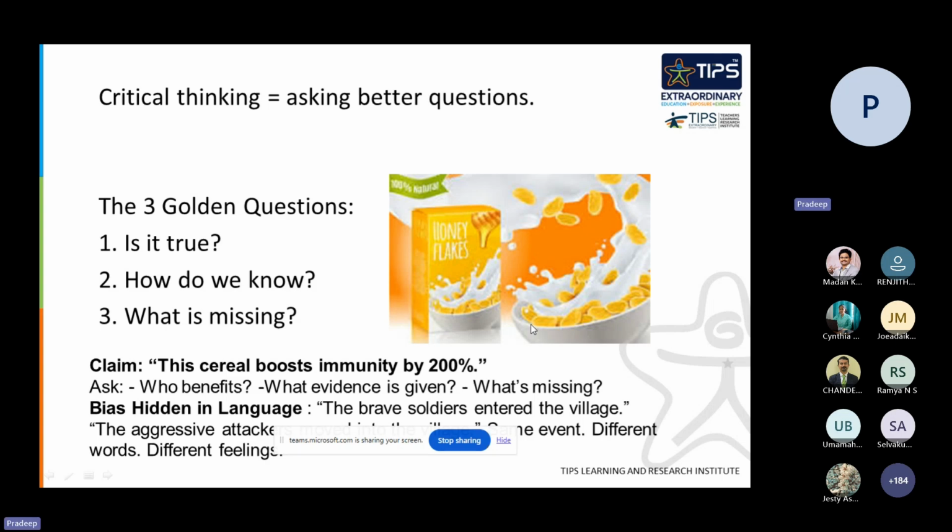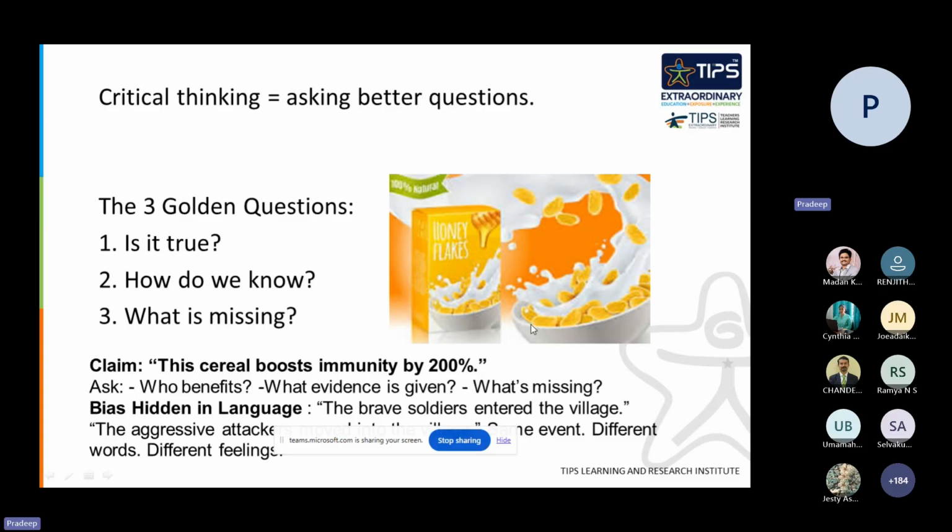And the third question: is there a possibility of something which is missing? So I give them this task, to ask these three golden questions whenever they are looking at any fact, opinion or value judgment. These three can also apply to all the other things. Even for those not related to GP, or global perspective, what is the claim? It may be just a particular propaganda. Maybe it is true, maybe it is not. So ask: who are the ones getting the benefits? What evidence is given, and what is missing?